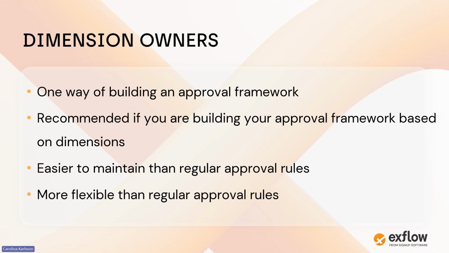So with ExFlow Dimension Owners, you can instead solve this by setting up a single approval rule that will handle all these combinations in a dynamic way, since that approval group that you will create does not have a static member. Instead, it's dynamically fetching the approvers from the dimension owners that you're creating as well. It will make a little bit more sense when I show you this, but that's simply how it works.